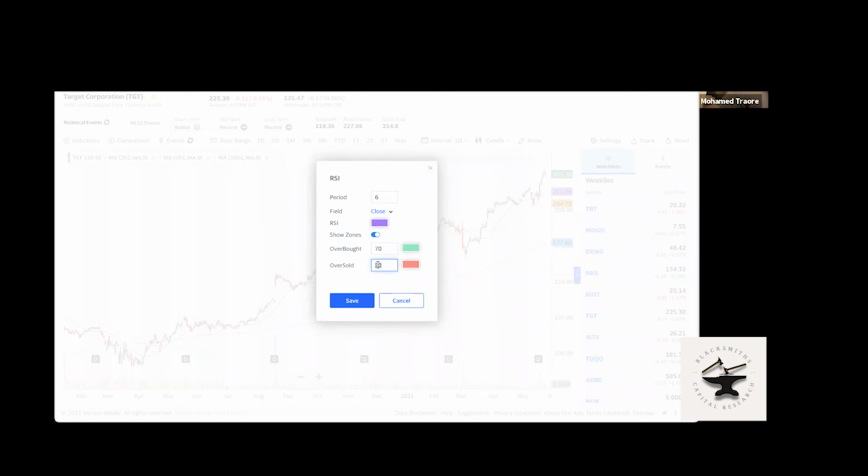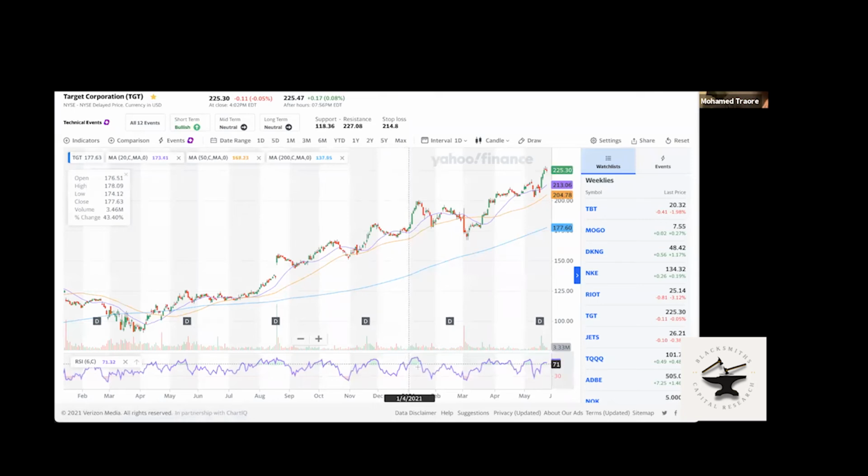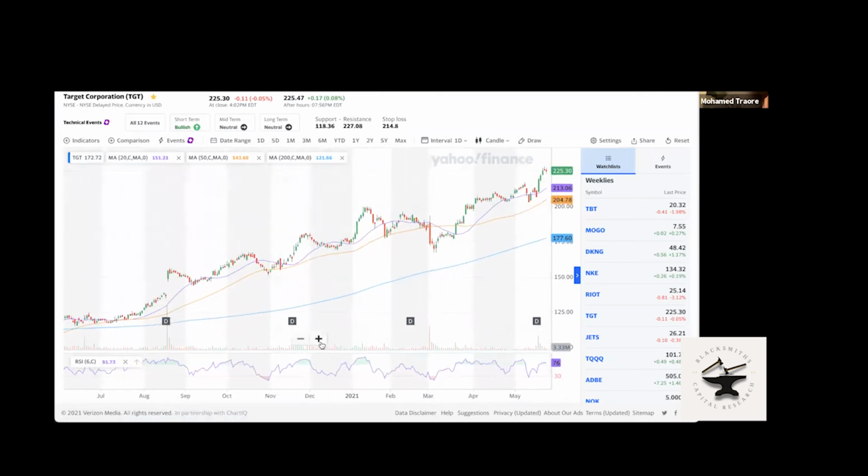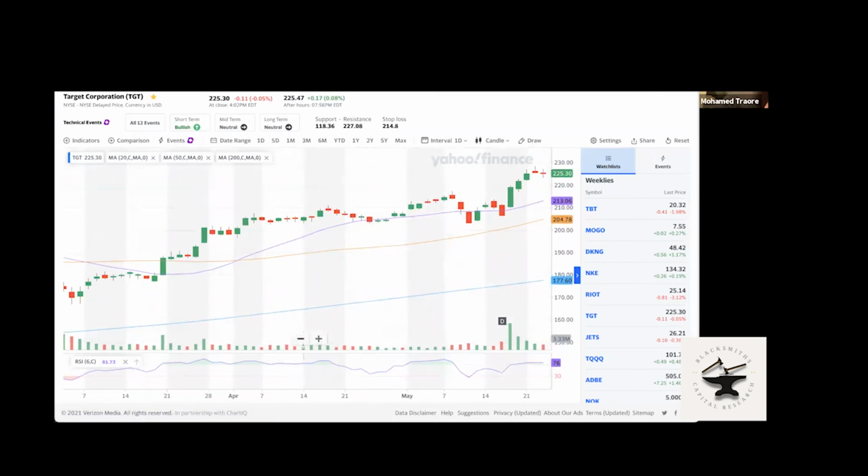And I also like to change the overbought and oversold to 70-30, because you'll have times where 70-30 will work and times where it won't as a leading indicator. I mean, 80-20 might work better in times of increased volatility. It really depends on how you look at your chart and what you decide works best for your process and your trading strategy. So if I put these marks at 70 and 30 here on Target, let me just zoom in a little more to the present.